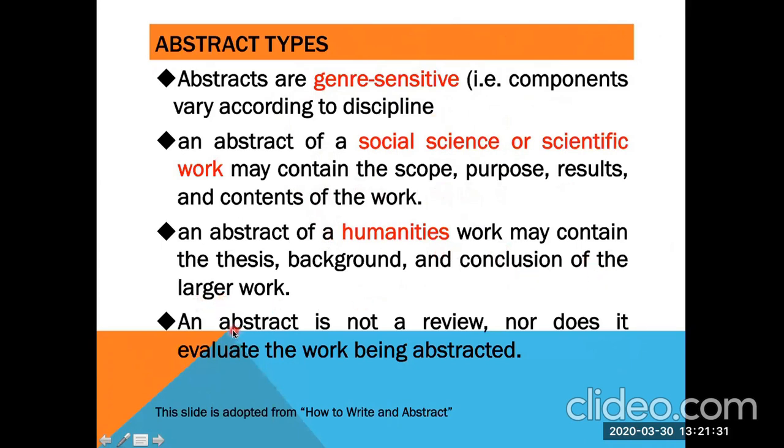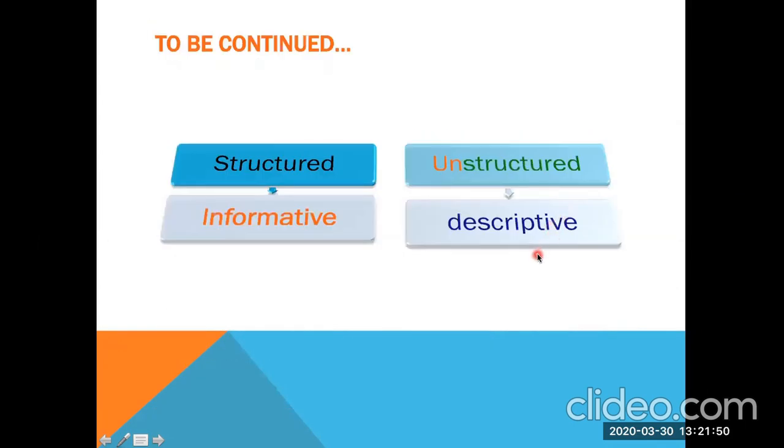And one of the things we'd like to talk about is that an abstract is not a review, nor does it evaluate the work being abstracted, as I had just stated earlier. Let's move on to different types of abstracts. We have what's called structured abstracts and unstructured abstracts, informative and descriptive.